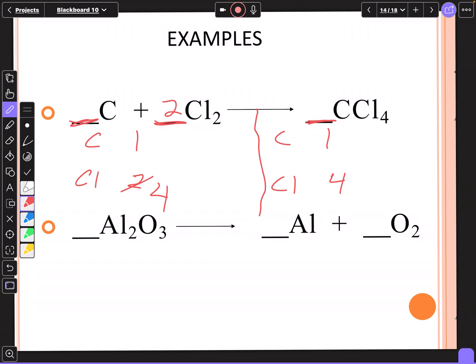Then I check. Carbons are balanced, 1 and 1. Chlorines are balanced, 4 and 4. That is the correct balanced equation for that reaction. And again, I have 1 product, so that would be a synthesis reaction.